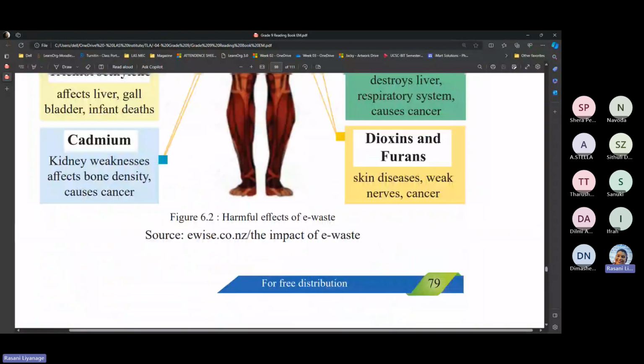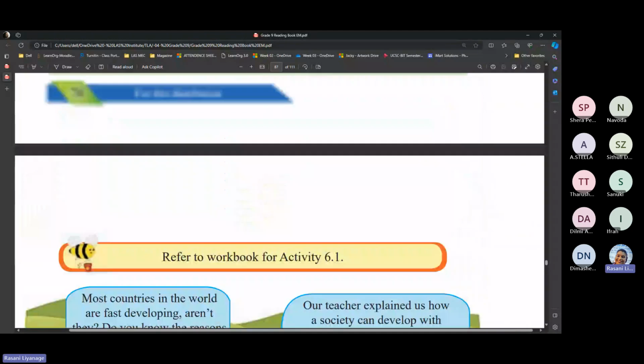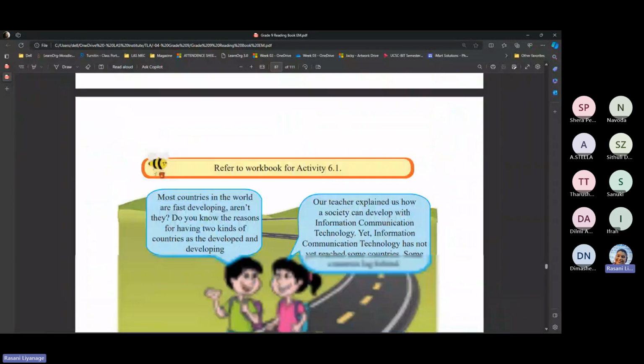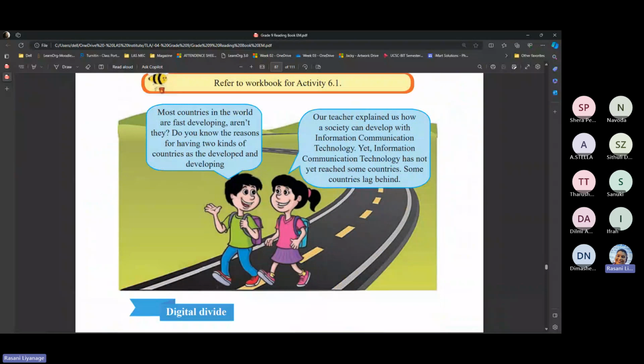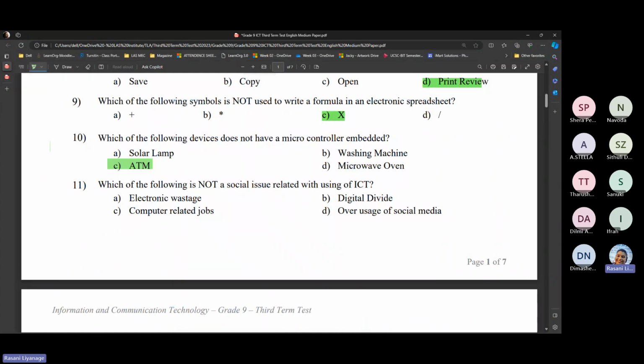This is about the social problems, which we have spoken about last. Again, why I tell this question is a little controversial is, this is also not directly in the book. What they ask is which is not a social issue.